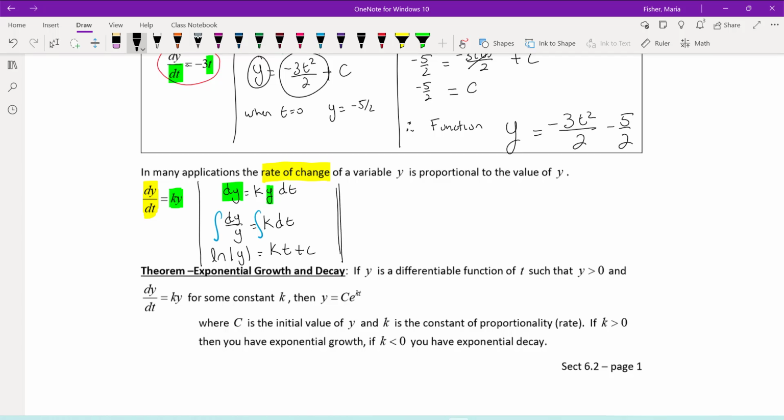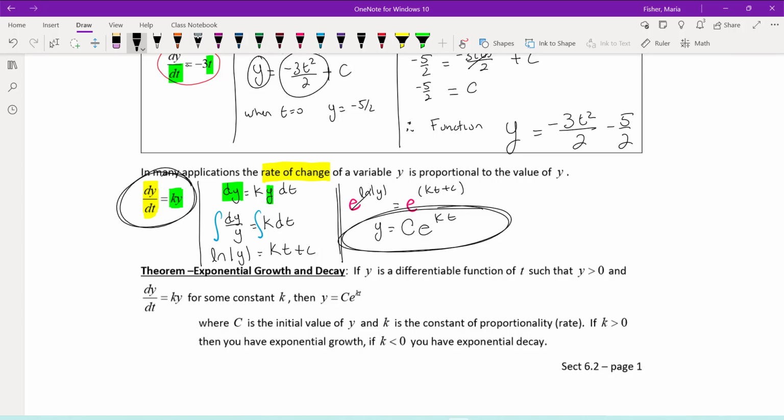If we're trying to solve for y, remember what we're going to do is let e be the base and say e raised to the left-hand side, the natural log of the absolute value of y, is going to equal e raised to the right-hand side, and that's kt plus c. These cancel. Since it's an exponential, we no longer need the absolute value bars around our y, and we have y is equal to, and remember we could rewrite this as, c e to the kt.